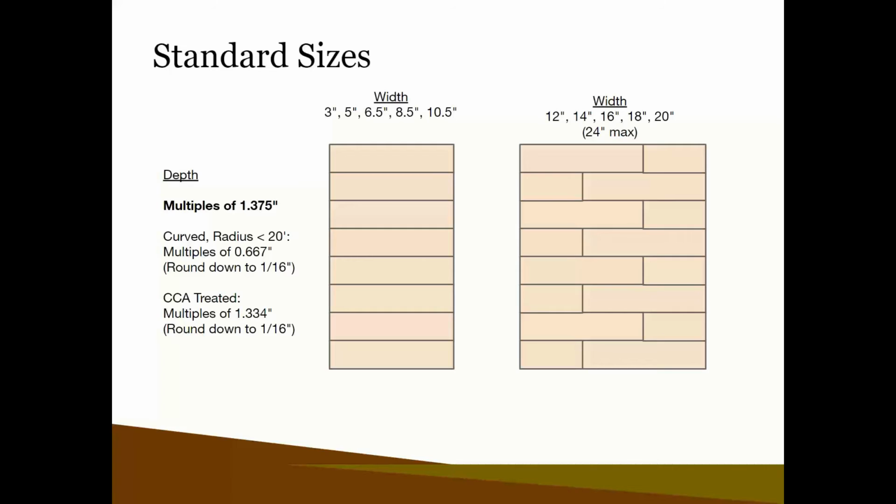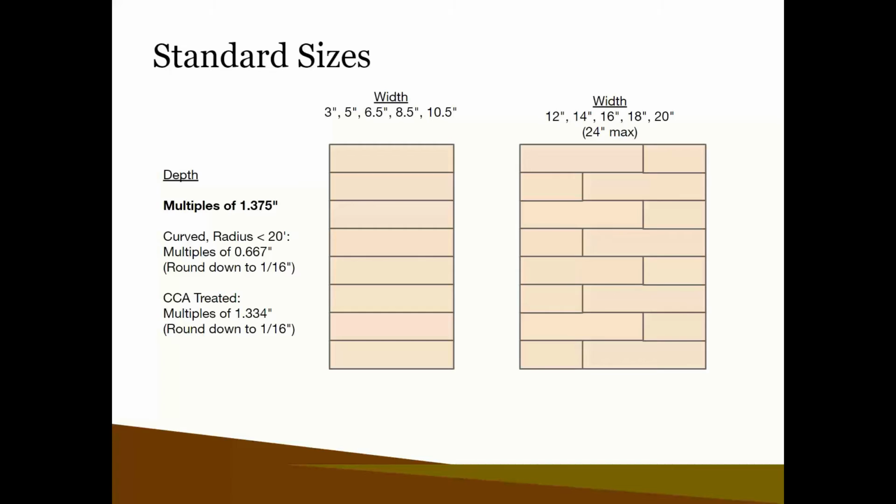Anything wider than that, we're going to do what's called a combination layout, shown here on the right, where we have 2 different sizes of lumber and we stagger the joint to build the extra width. I think 24 inches is the maximum we've done. We can stretch it to 26 if someone wants to try.